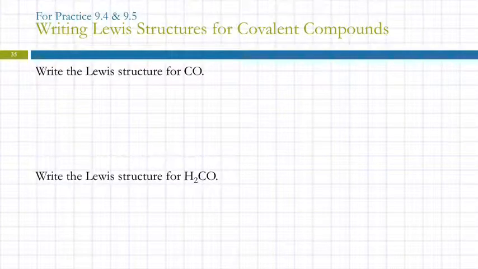Let's practice. So write the Lewis structure for carbon monoxide, CO. Well, the skeletal structure here is fairly easy because we have two atoms. They must be connected to each other. There's no other way around it. Then we want to figure out how many valence electrons we have to work with. How many does carbon have? 4. And how many does oxygen have? 6. It's in group 6. So we have a total of 10 electrons to deal with.